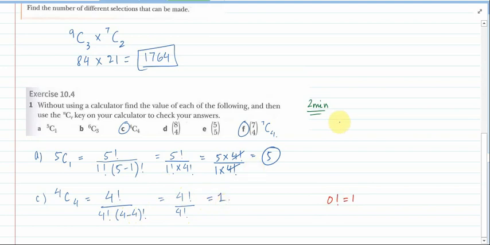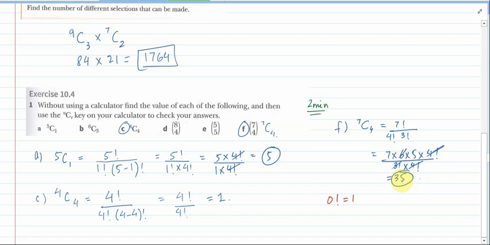After that, we have part F, which says 7 combination 4. So 7 combination 4 leads to 35. Now we can verify our answer. 7 factorial divided by 4 factorial, 7 minus 4, 3 factorial. So it will be 7 into 6 into 5 into 4 factorial divided by 3 factorial into 4 factorial. 4 factorial, 4 factorial cancel, 3 factorial is 6, 7 times 5 is 35, and that is your answer.